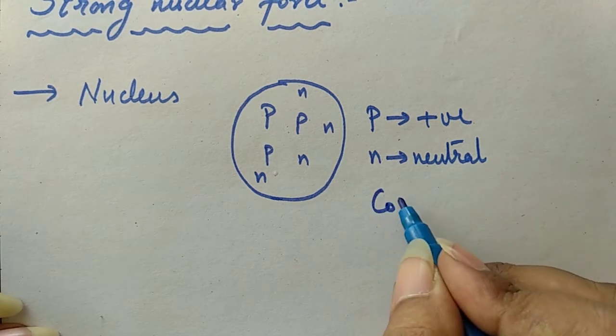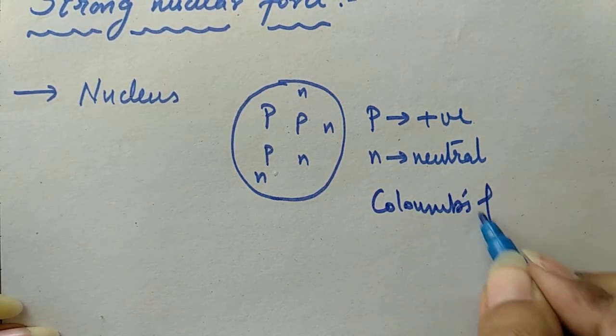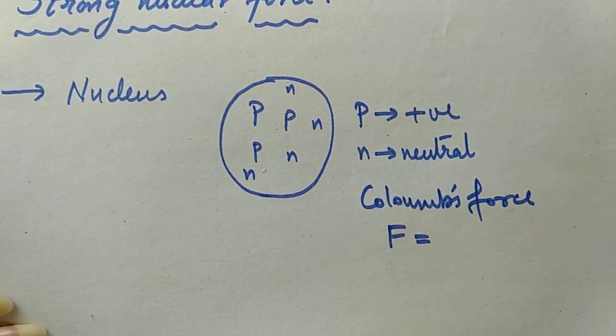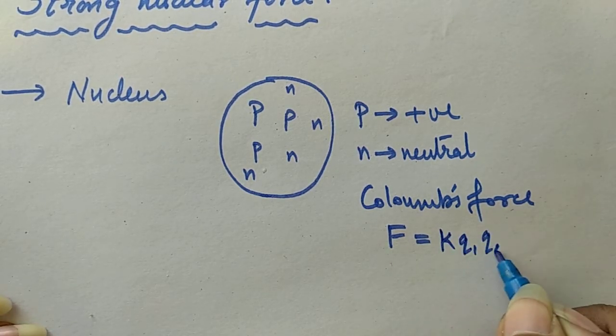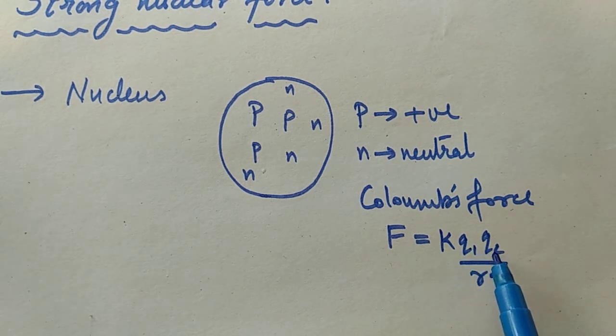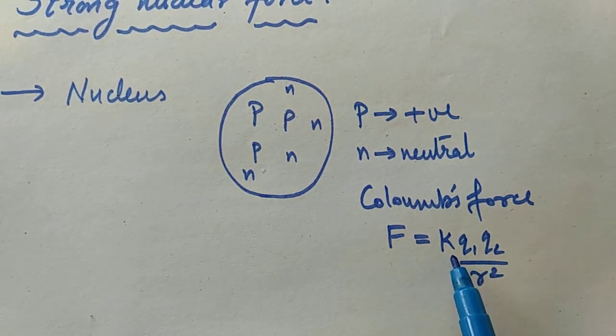So I'll just write it over here. The formula for Coulomb's force is similar to the formula for your gravitational force. The formula for gravitational force was F equals G m1 m2 upon r square, and that for Coulomb's force is K q1 q2 upon r square. So instead of masses we have charges. This q1 is the charge of one charged particle and q2 is the charge of another particle. And instead of the universal gravitational constant I am having Coulomb's constant. The square of the distance is as it is.